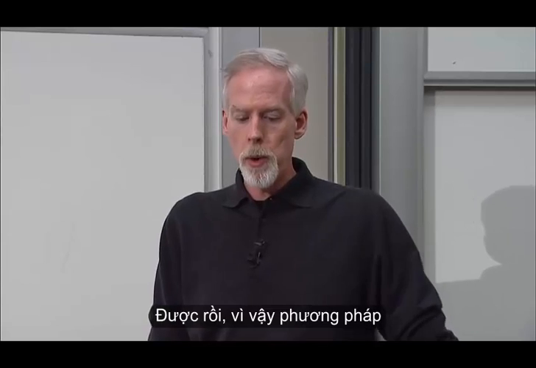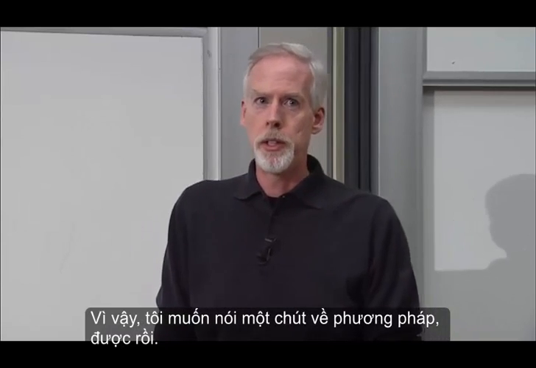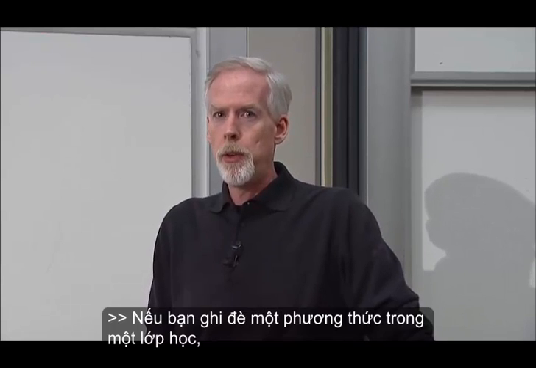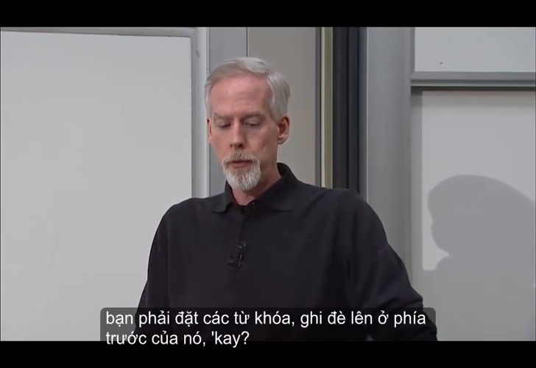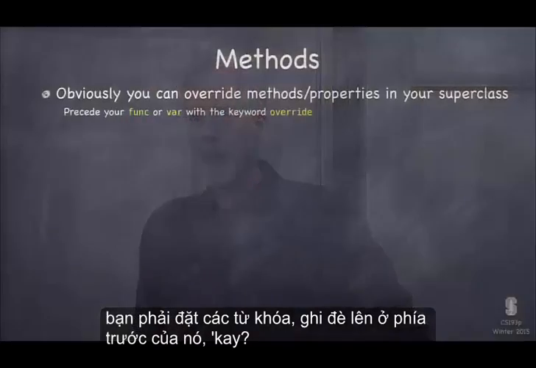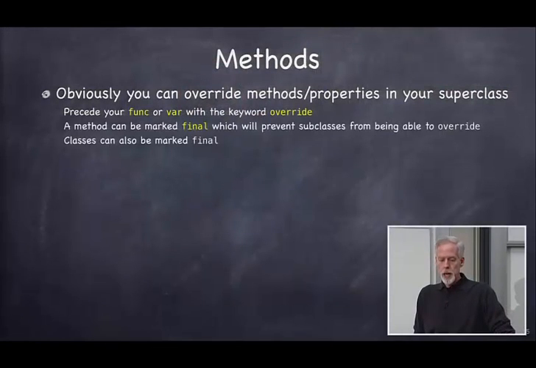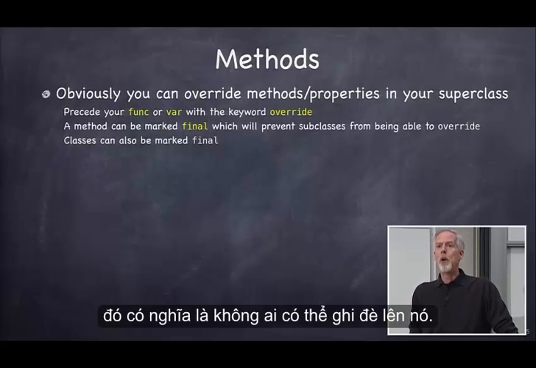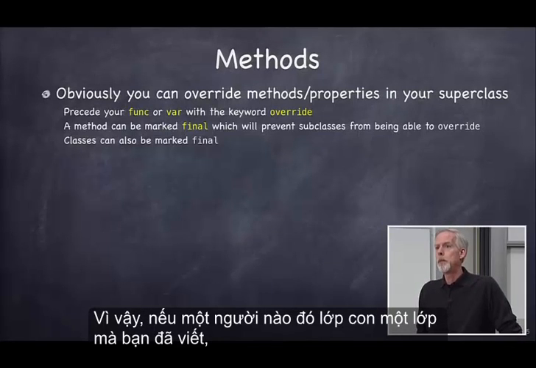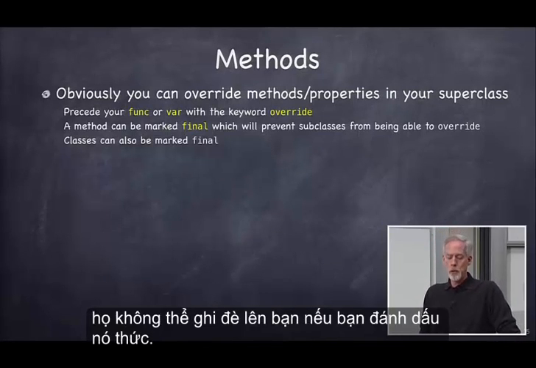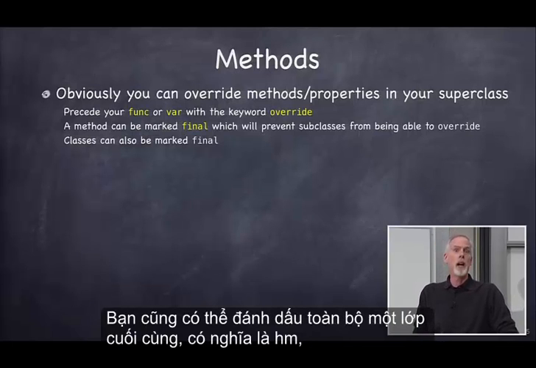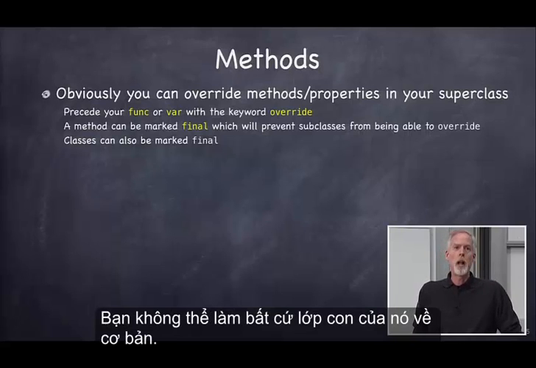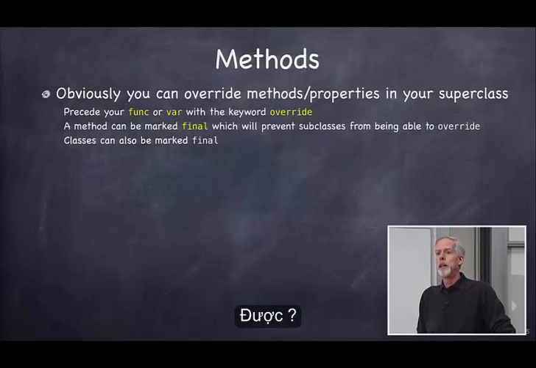So I want to talk a little bit about methods. If you override a method in a class, you have to put the keyword override in front of it. You can also mark a method final. That means no one can override it. So if someone subclasses a class you wrote, they can't override it if you marked it final. You can also mark an entire class final, which means this is the end of the line. You can't do any subclasses of it, basically.